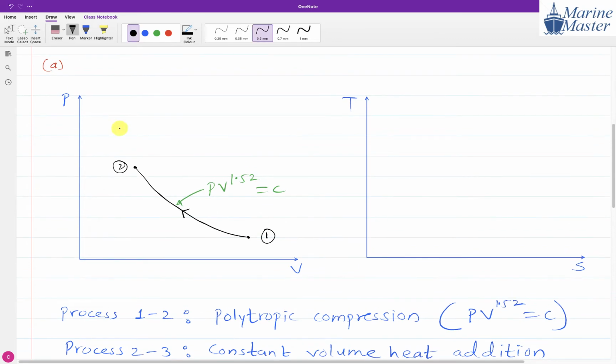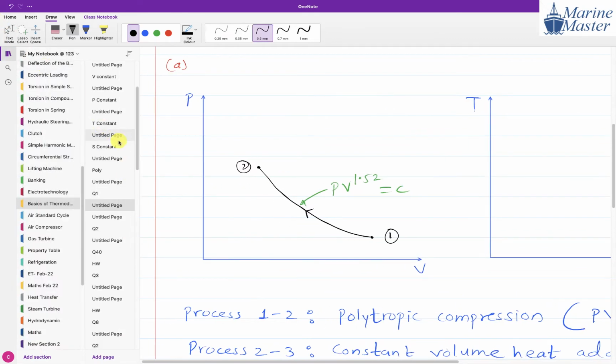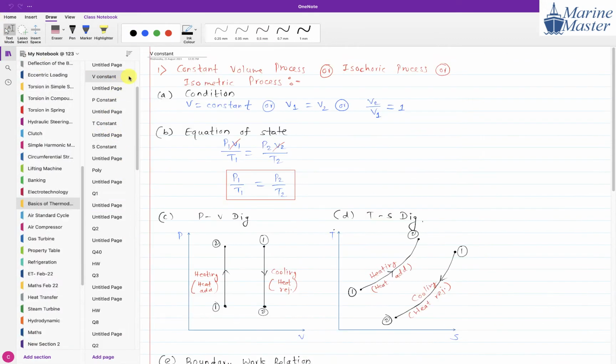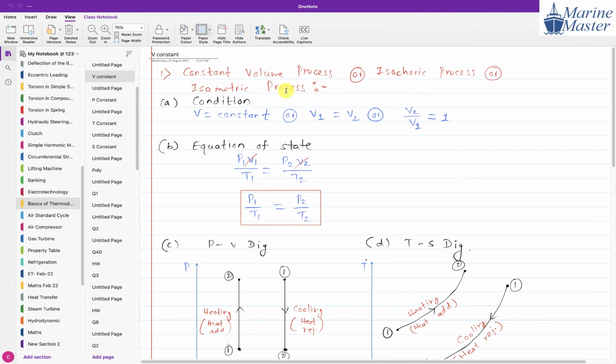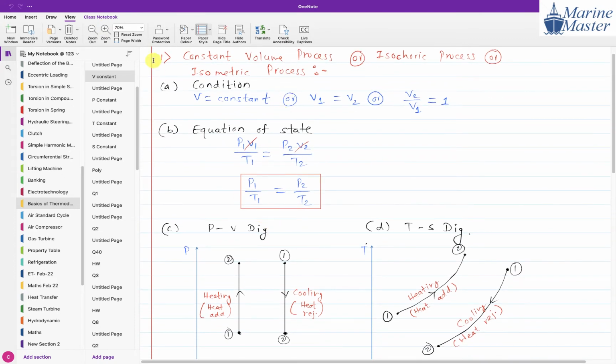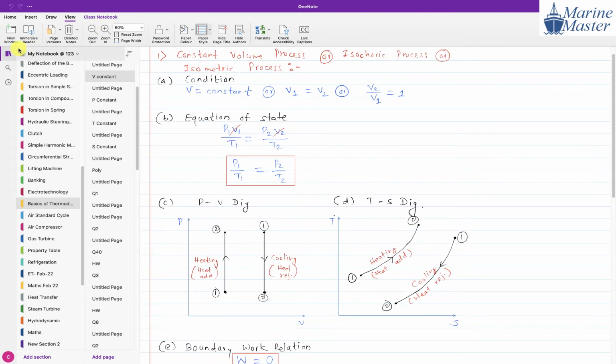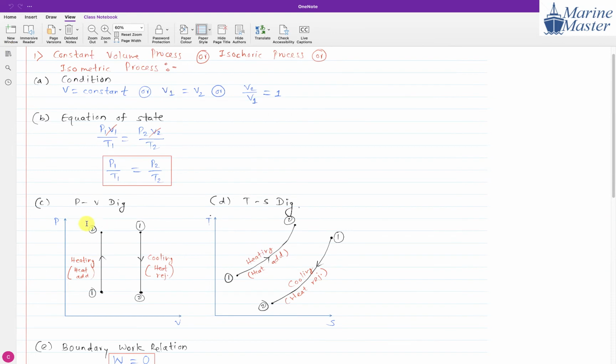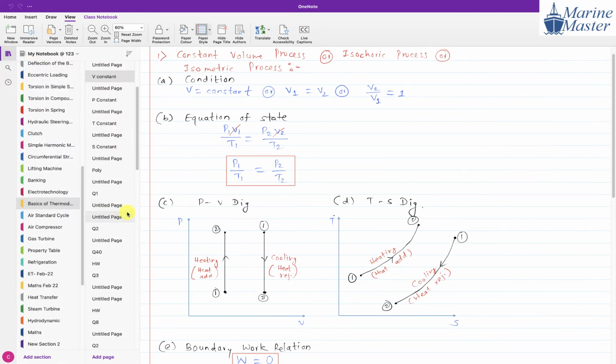Constant volume process. If you remember constant volume process, always keep these drawings in your mind. We have seen this one for the constant volume process. For constant volume process, we have seen the PV diagram. For heating, vertically upward. For cooling, vertically downward. We have studied all these things in much detail.